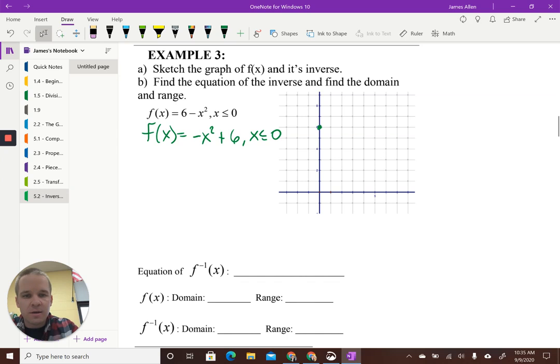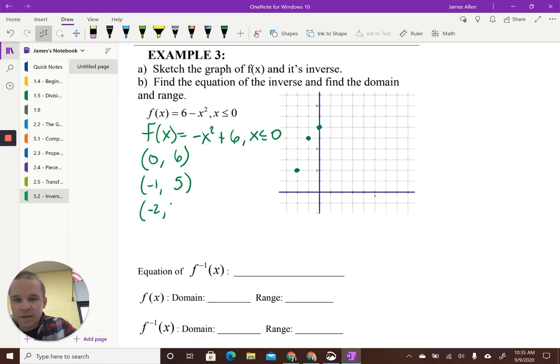So if I take my vertex, when I plug in 0, I would get positive 6. And then if I plug in negative 1, I'd get positive 5. And if I plug in negative 2, that would give me 4, but it's negative then, so that would give me positive 2. So I'd have these 3 ordered pairs. Again, I was just plugging in 0, negative 1, and I'll write them down. 0, 6, negative 1, 5, and then negative 2, 2.